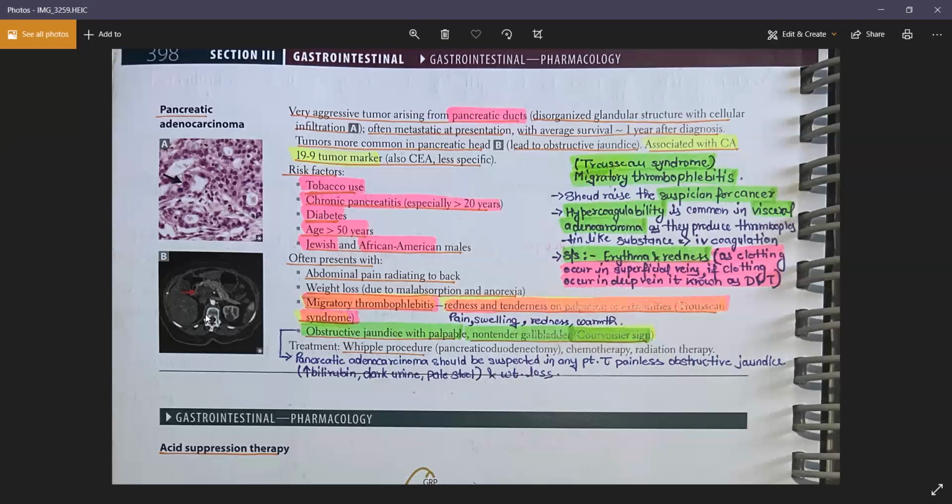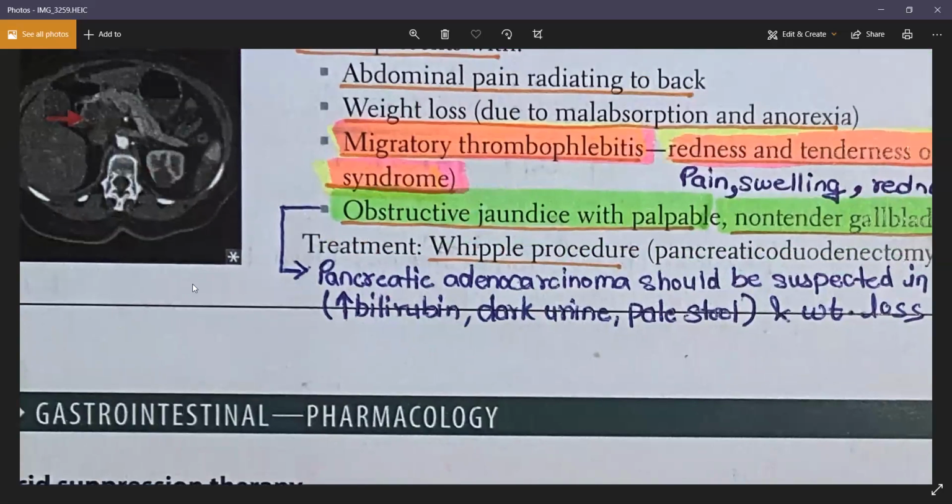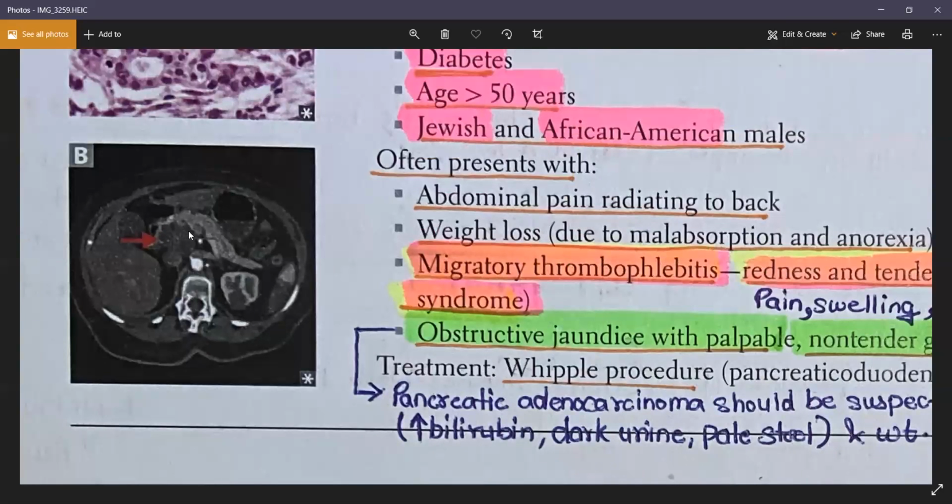And as you can see on the CT examination of this patient, this is a tumor growth in the pancreas. Very important thing. And that would be all.